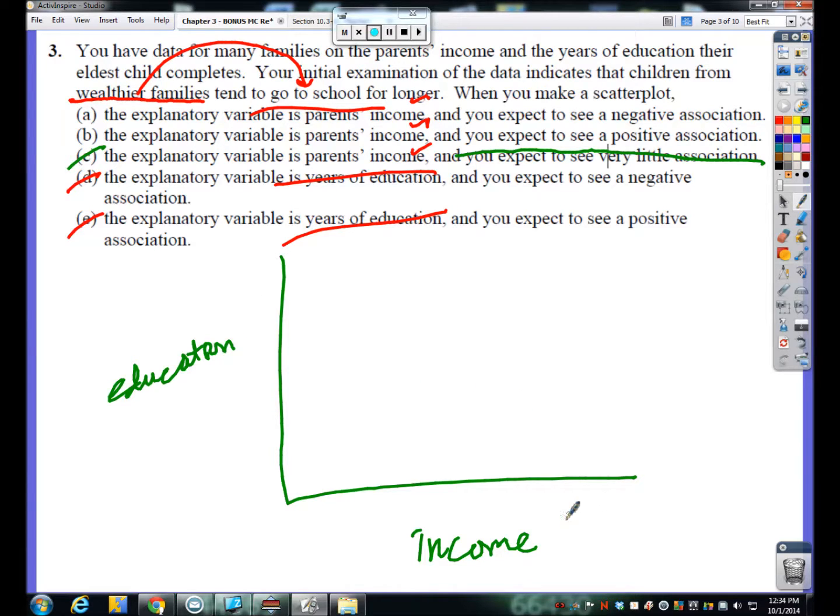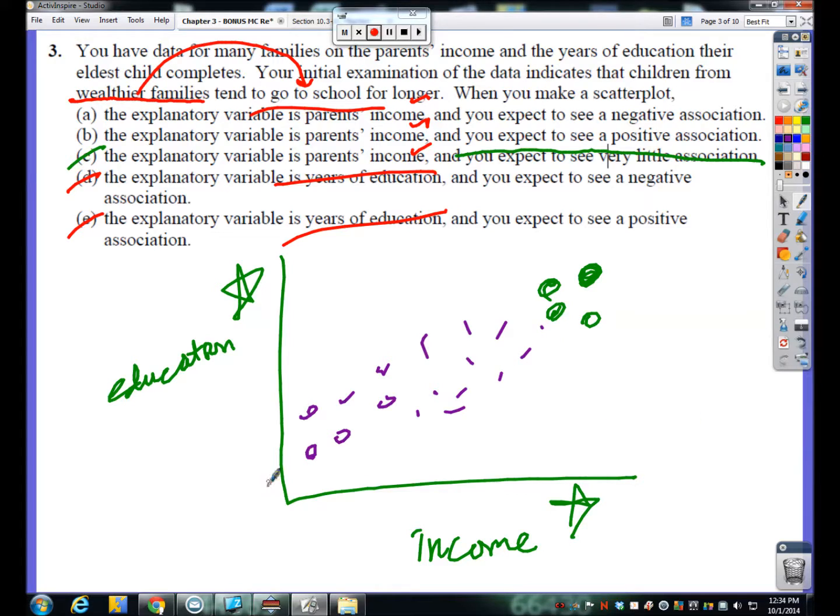Well, wealthier families would be down here, more years of school would be up here, which means we're going to have values that are in this vicinity. Wealthier families tend to go to school longer, which means that if they're not as wealthy, they're not going to go to school as long. So we should have some sort of scatter plot that looks like this. And it has a positive association to it. It has a positive slope if we were to look at the least squares regression line. So our answer to number 3 would be B.